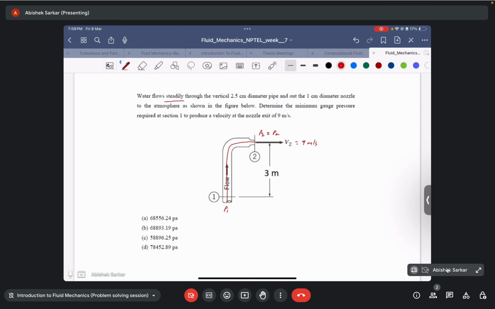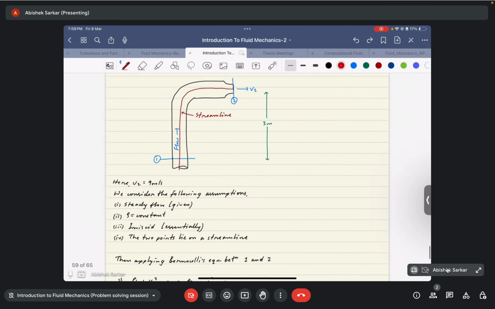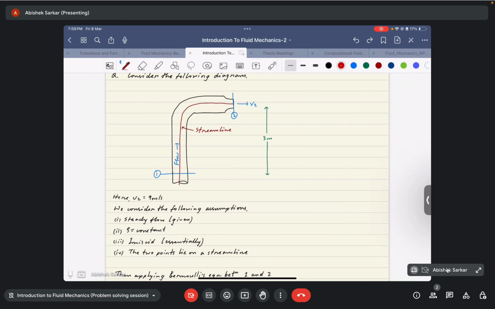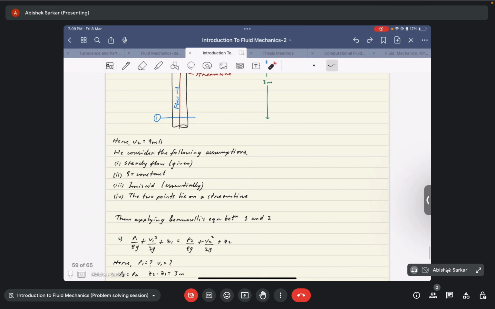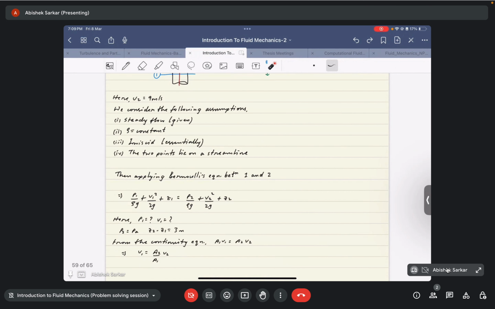Okay, so if we go back there, we can see that, yeah, this is a diagram. So if we consider the following assumptions, that is the flow is steady, constant density, and inviscid, and the 2 points 1 and 2 lie along the same streamline, then we can apply Bernoulli's equation given by this expression, right, the popular form of Bernoulli's equation. Then here we do not know P1 and V1. Okay, so these two terms are unknown. Z2 minus Z1 is known. Z2 minus Z1 is equal to 3 meter.